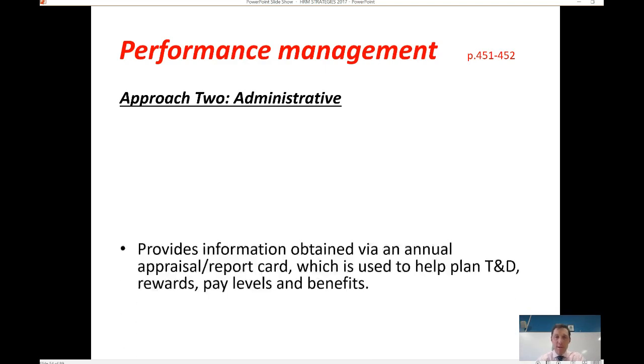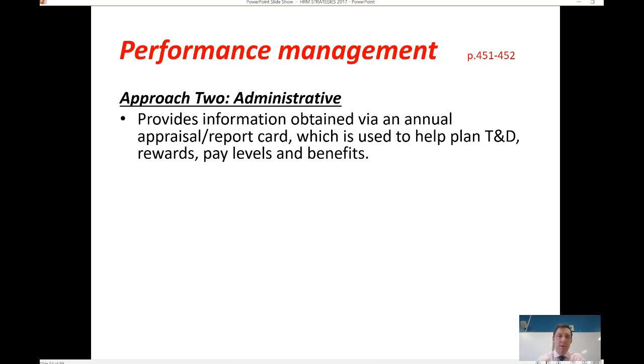Another approach to performance management is a relatively administrative one. So information obtained via an annual appraisal report card. So sitting down with your employer one-on-one, seeing how they've gone versus the objectives you set. And that's used to plan training development, rewards, pay levels and benefits.